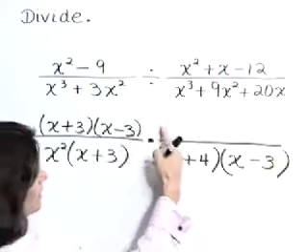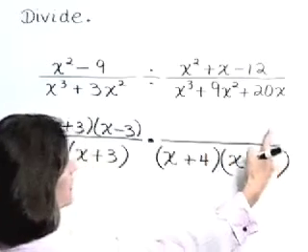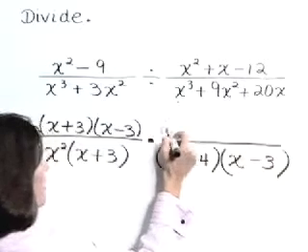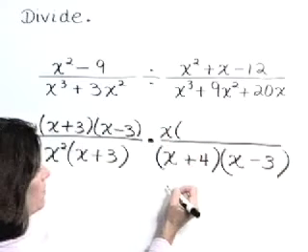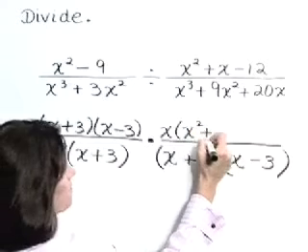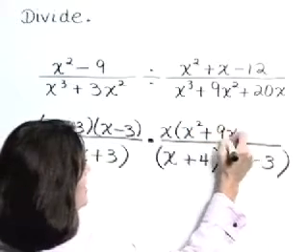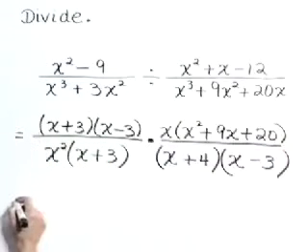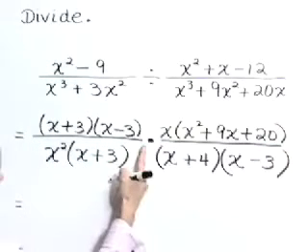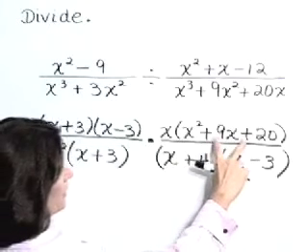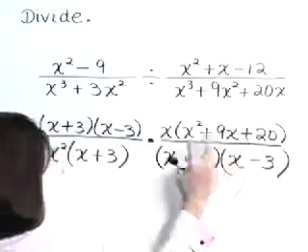This denominator becomes the numerator in our product. Let's begin factoring it by pulling out a greatest common factor of x. So it becomes x times x squared plus 9x plus 20. Now we have this in a product form. Everything's looking good, but I'm going to take another step and go ahead and factor this trinomial.